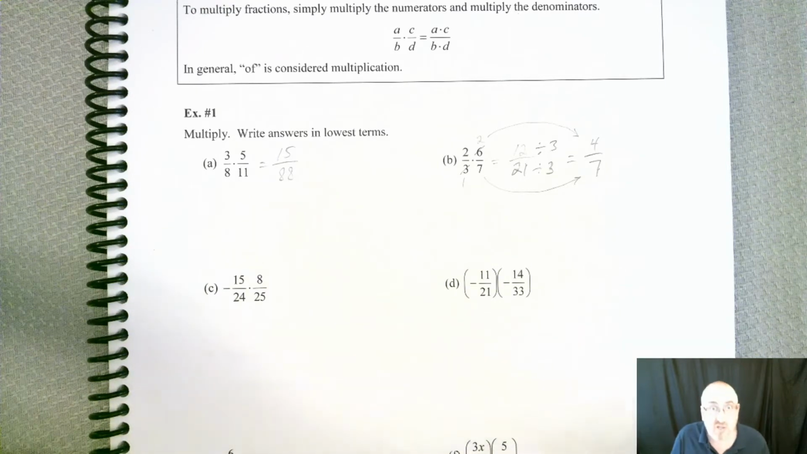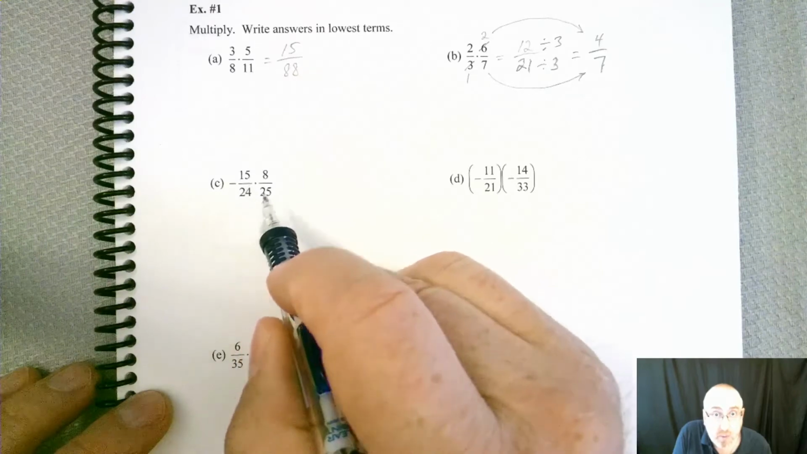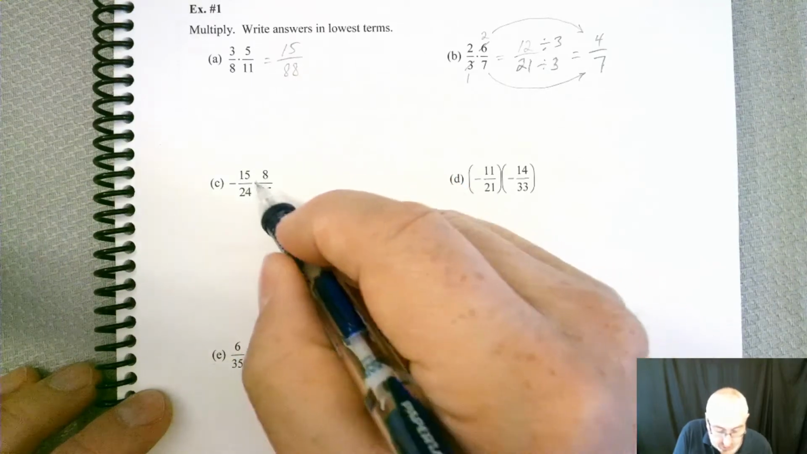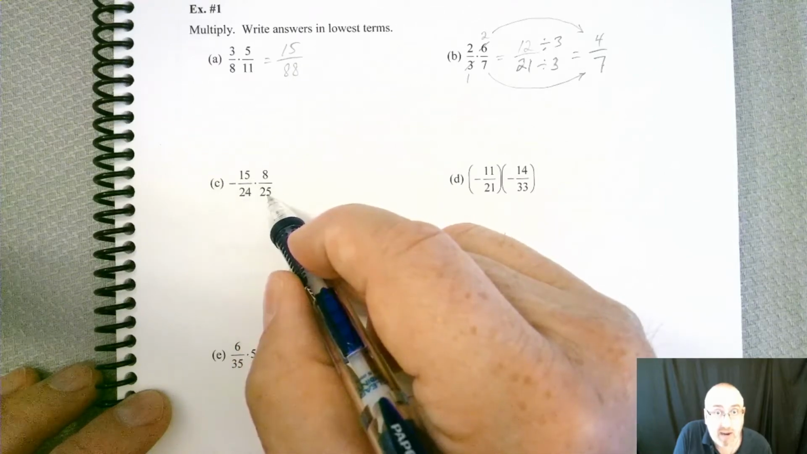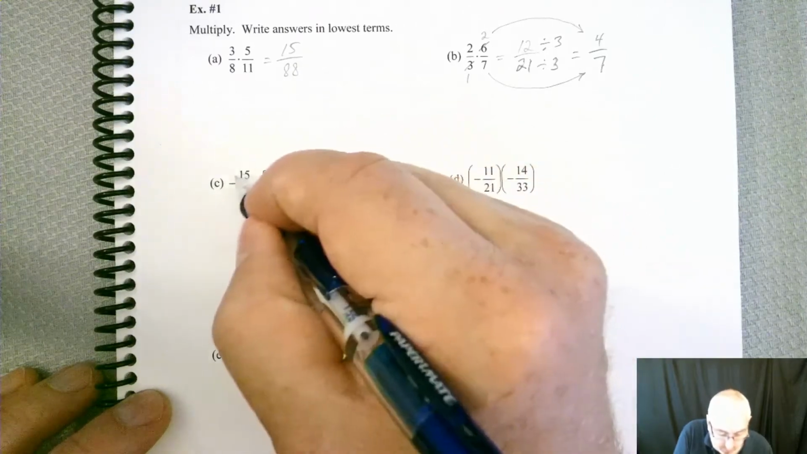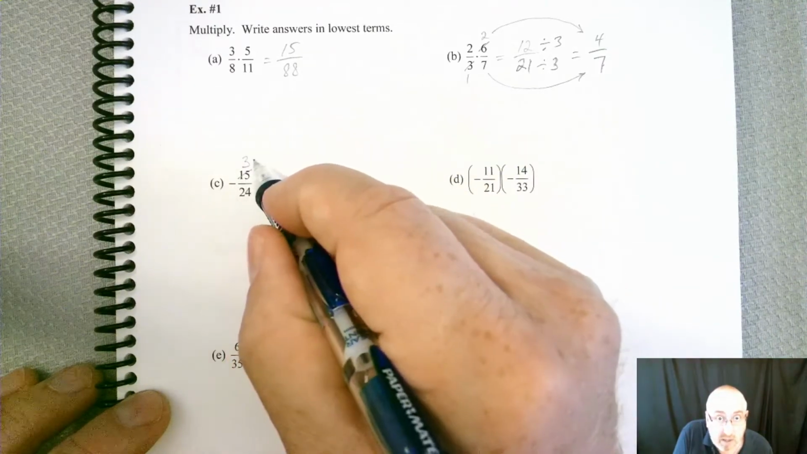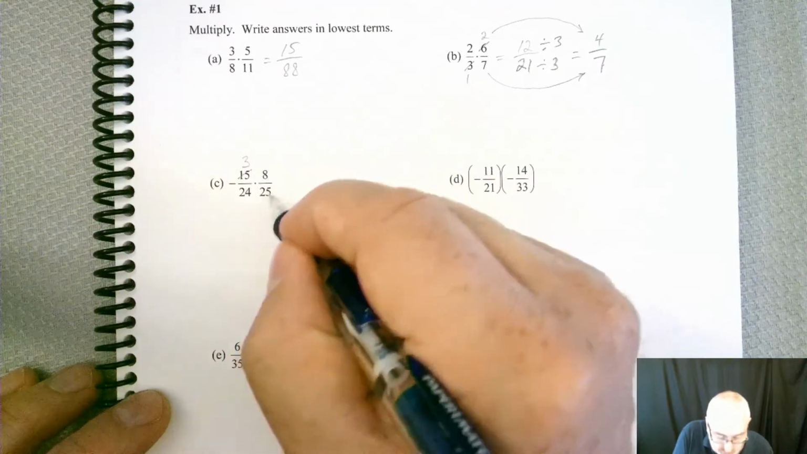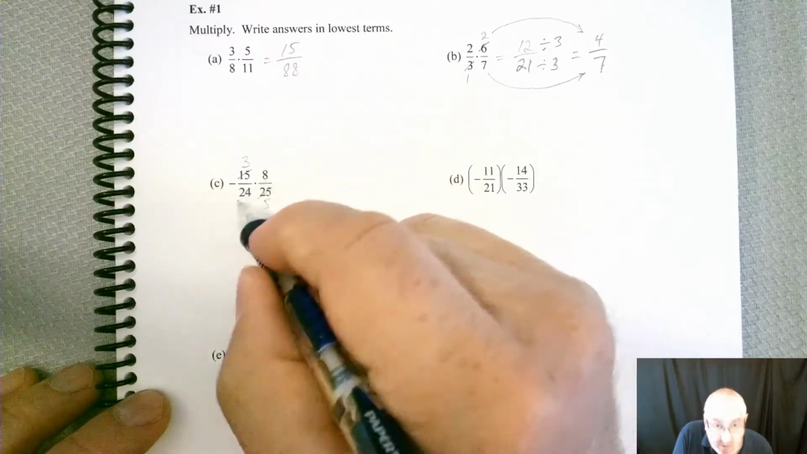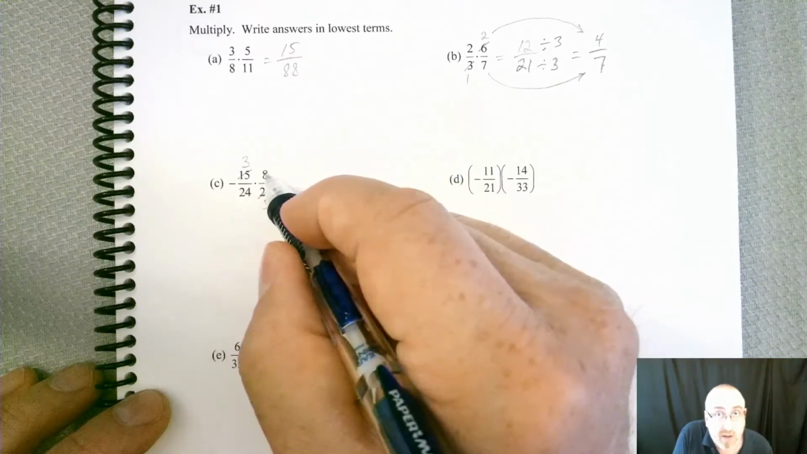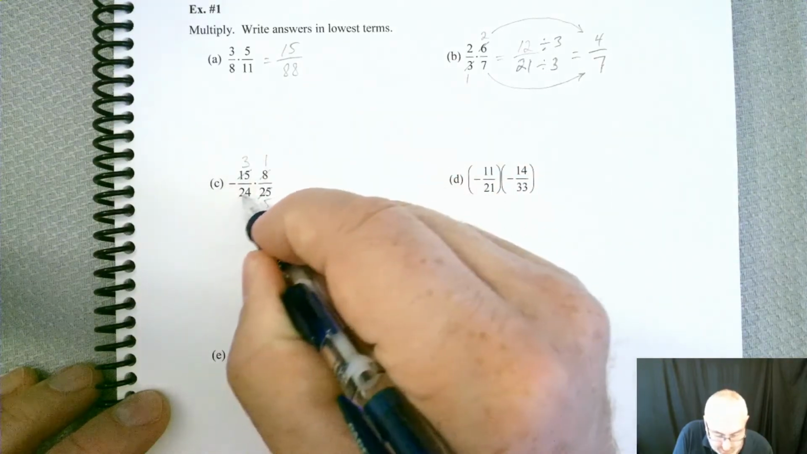So let's try that on the next one. We've got negative 15 over 24 times 8 over 25. Looking diagonally, we can see that we have some common factors. 5 goes into both of those, so 5 goes in 3 times there, and 5 goes in 5 times there. In the other direction, 8 and 24 have a common factor. 8 goes into both, so we can divide out the 8.